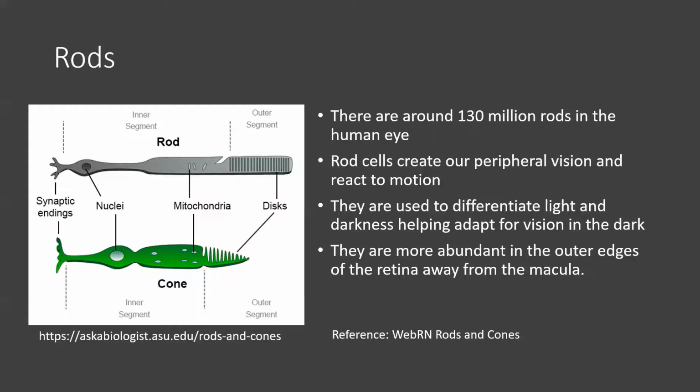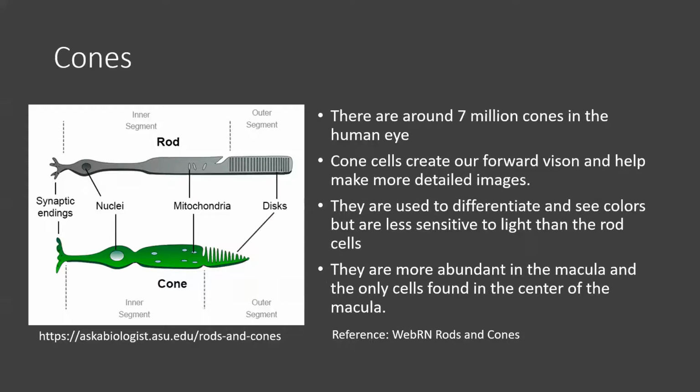They are, as I already said before, around the outer edges of the retina and further away from the macula, whereas the cones are very abundant in the macula, and they are the only cells found in the center of the macula, known as the fovea. So we use cones to differentiate colors, and they're also used for more detailed vision. There are much fewer cones than there are rods. There are only 7 million cones.